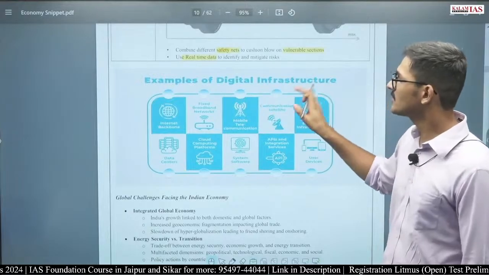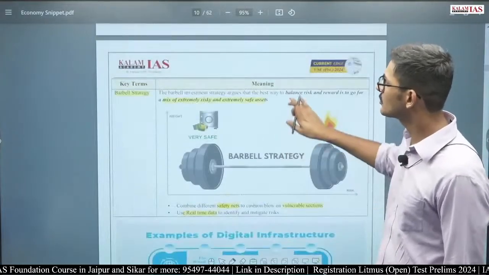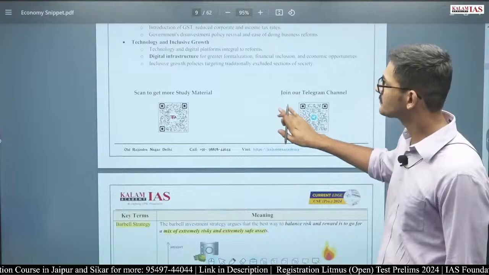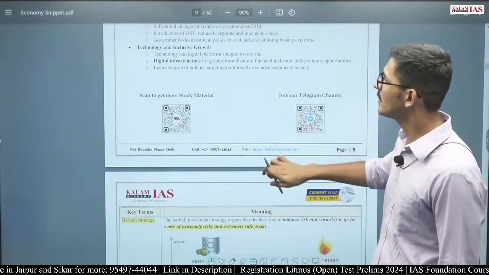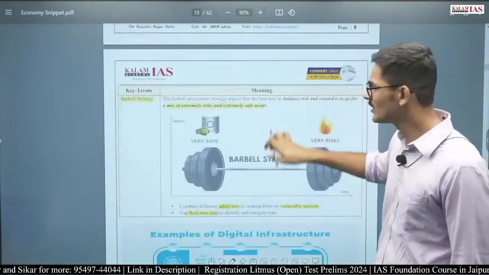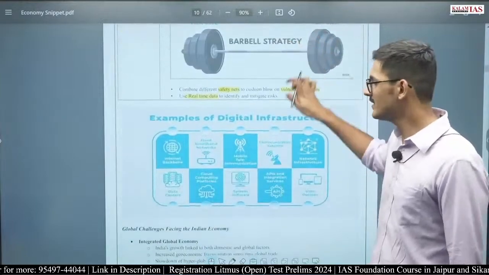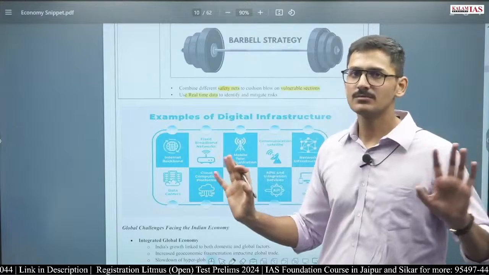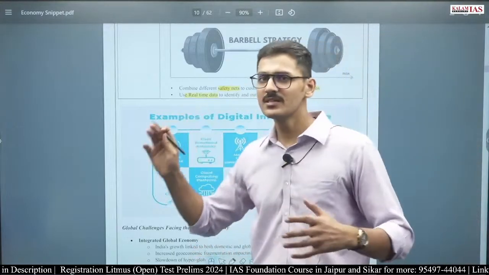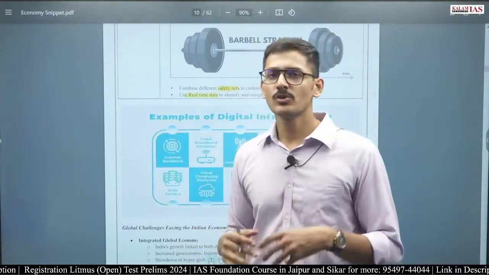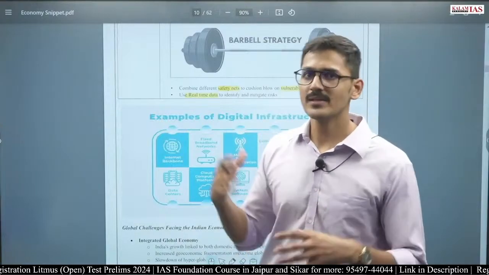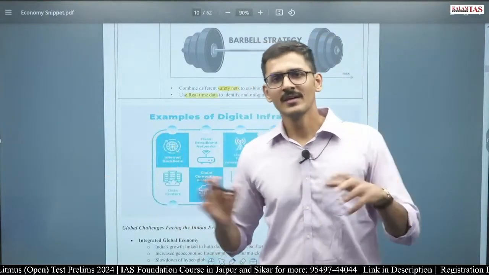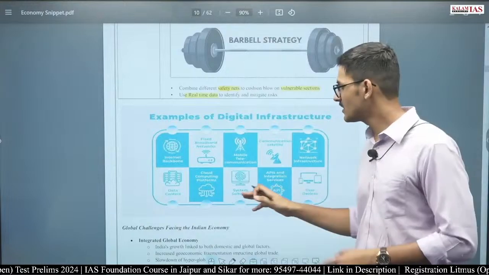Examples of digital infrastructure. Digital infrastructure has also been talked about here in this statement. Digital infrastructure helps in technology and inclusive growth. Digital infrastructure is basically everything that helps you connect digitally. The screen is part of digital infrastructure. The internet that you are using, the mobile phone, the broadband, the towers, the camera, everything is part of digital infrastructure.